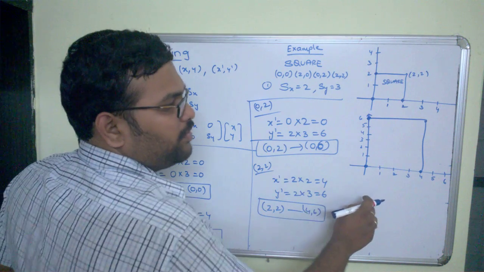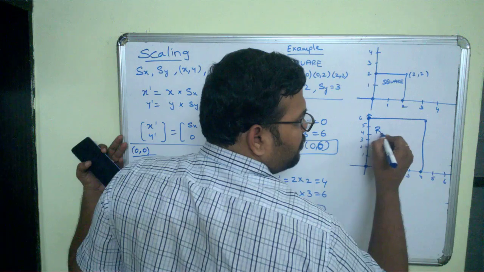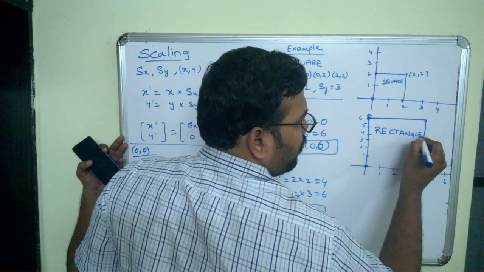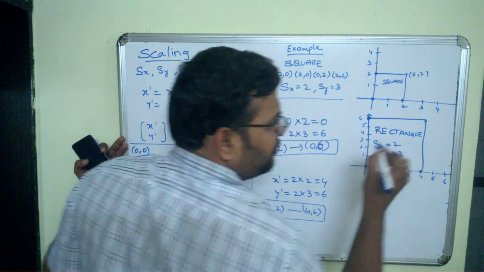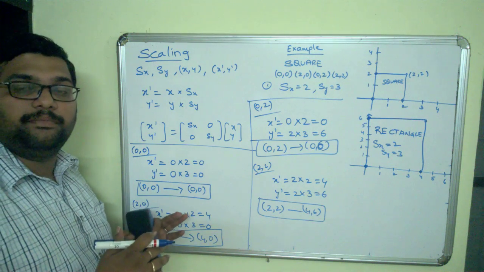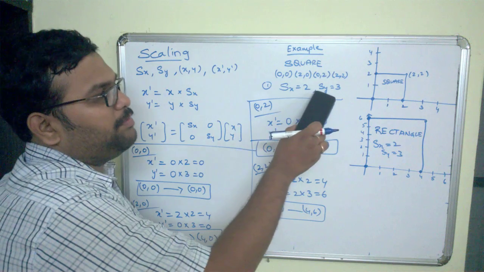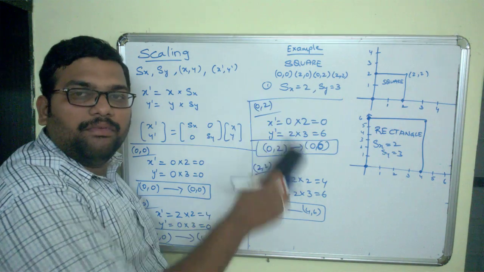So here we can observe that the square becomes a rectangle when Sx is equal to 2 and Sy is equal to 3. So the size increases and the shape also changes, because here we have taken the scaling parameters, both are not equal and both are greater than 1.